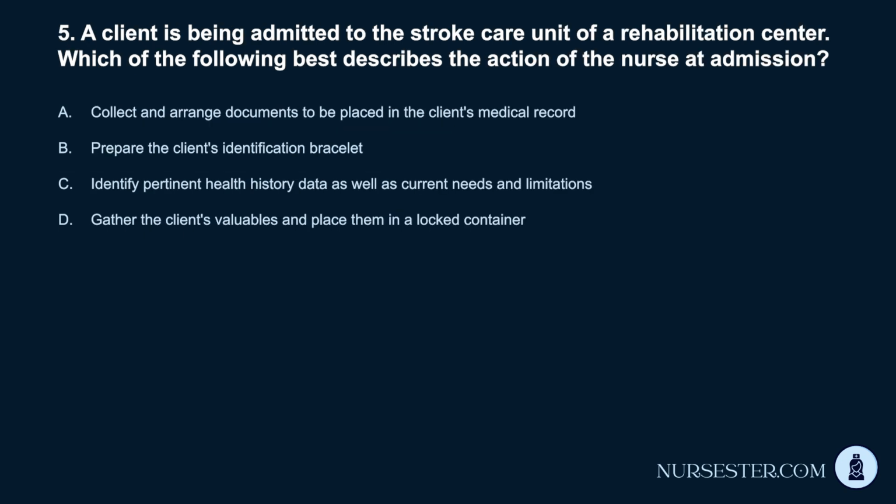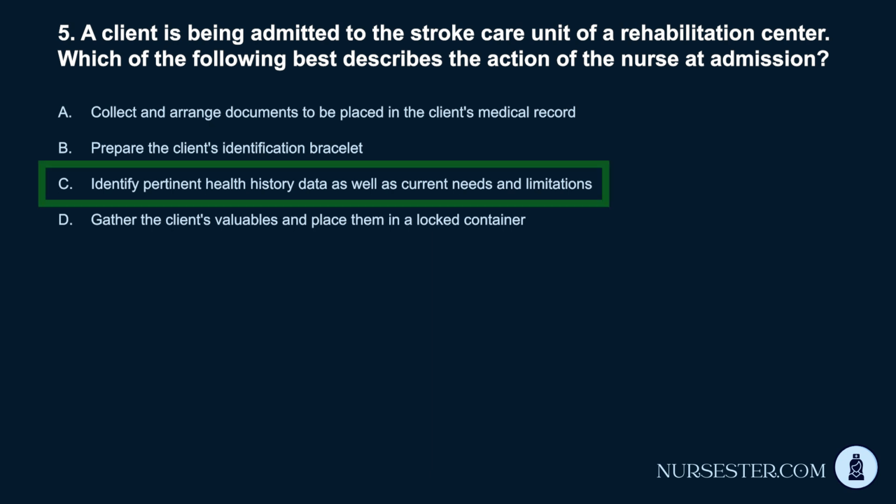5. A client is being admitted to the stroke care unit of a rehabilitation center. Which of the following best describes the action of the nurse at admission? A. Collect and arrange documents to be placed in the client's medical record. B. Prepare the client's identification bracelet. C. Identify pertinent health history data as well as current needs and limitations. D. Gather the client's valuables and place them in a locked container.